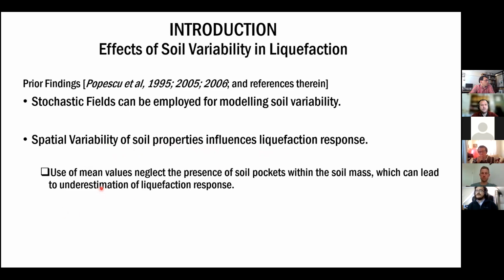For example, if we have a soil and they use the mean value of the soil properties for each layer, this will obviously neglect the presence of soil pockets within the soil mass, which can lead to underestimation of the liquefaction response. Let me elaborate a bit on this in the next slide.